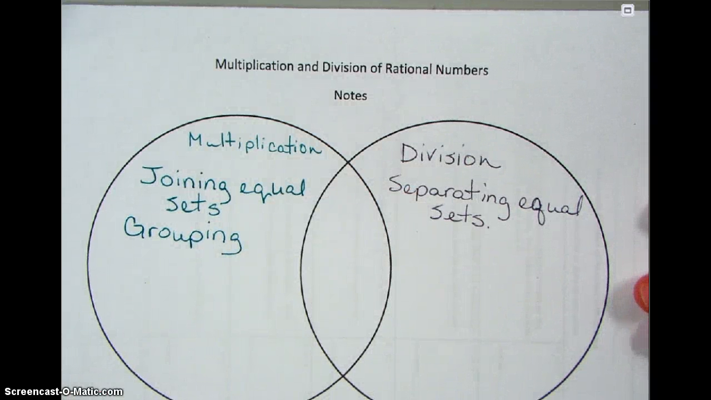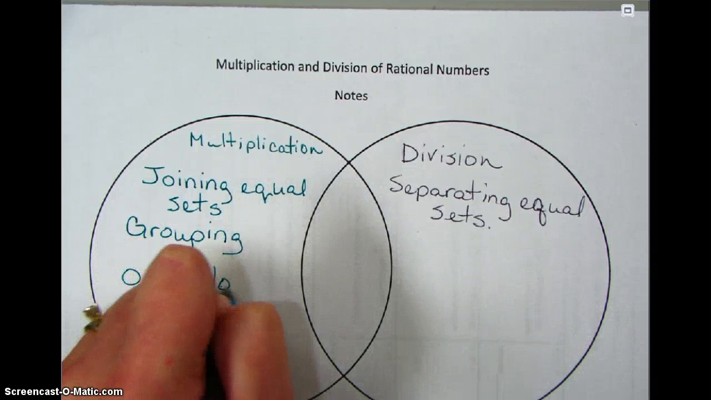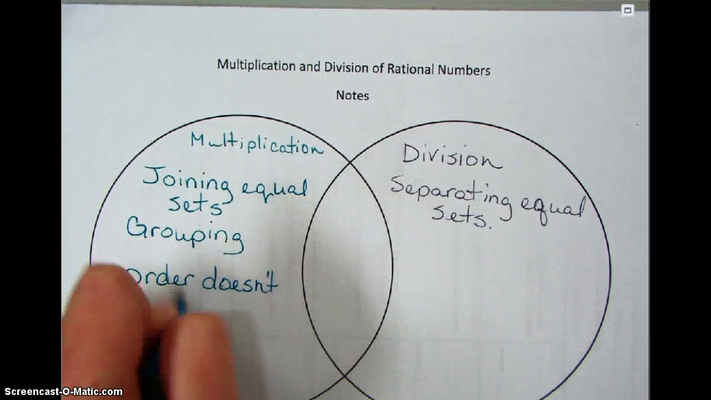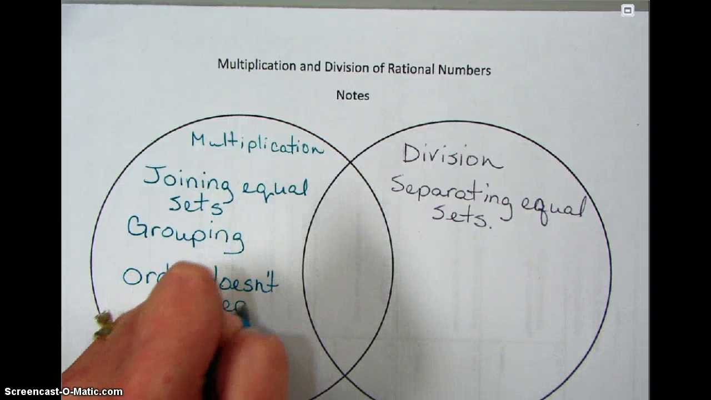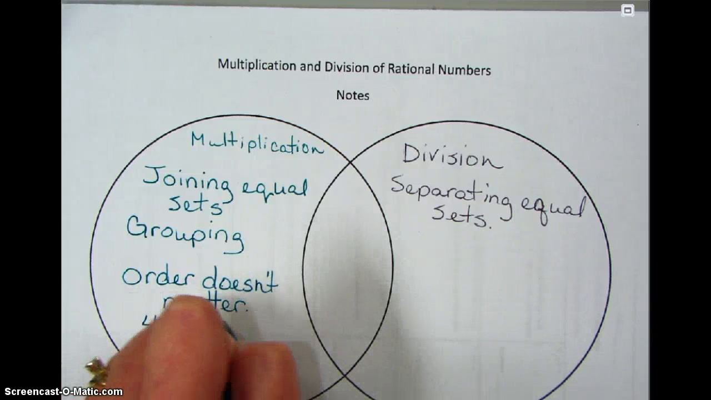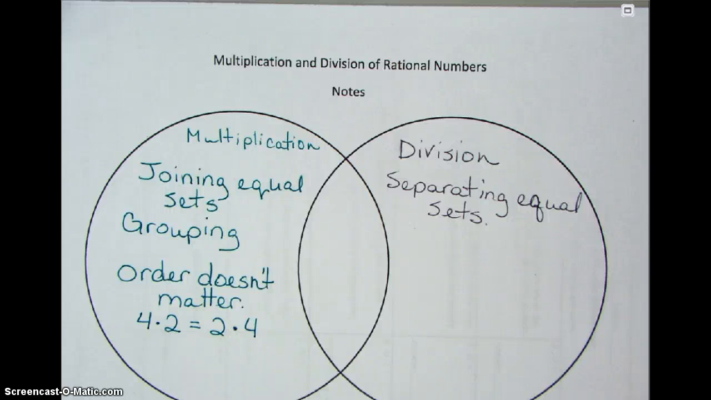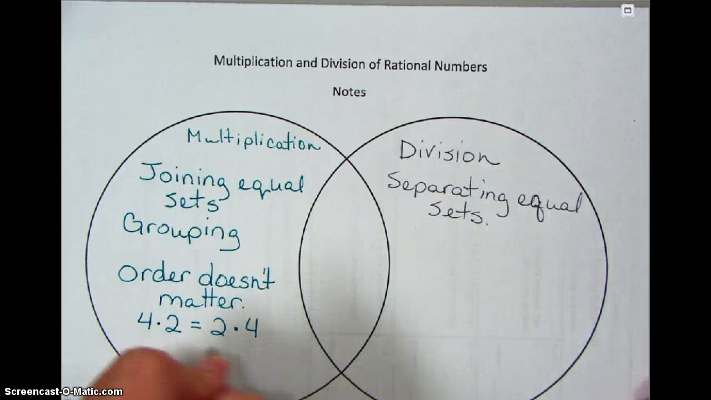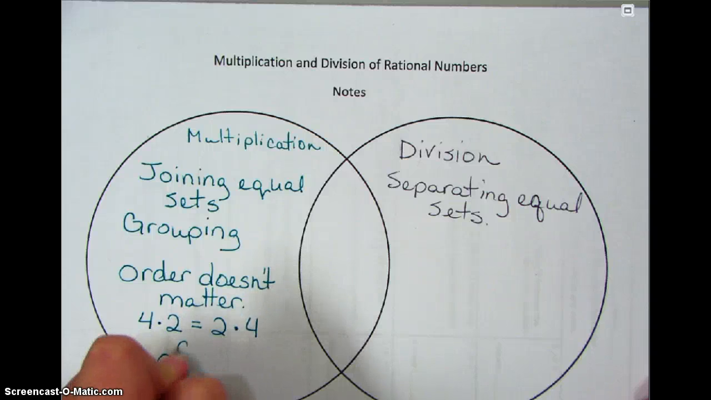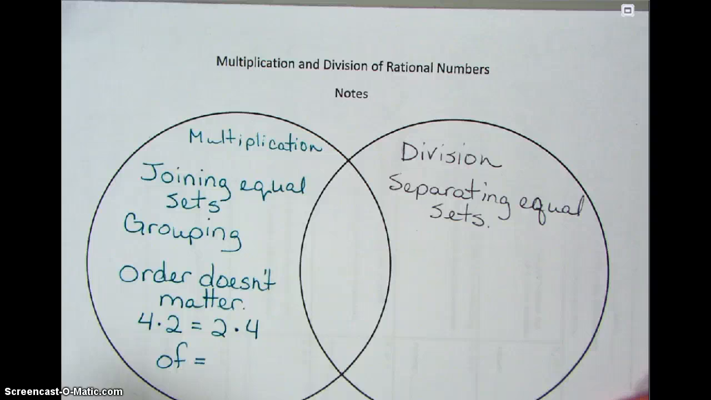Okay, so one thing that you need to remember about multiplying is that order does not matter. And the reason order doesn't matter is because 4 times 2 is equivalent to 2 times 4. The last thing that we need to talk about with multiplication is that in a word problem, as long as it is groups of something, it means multiply.